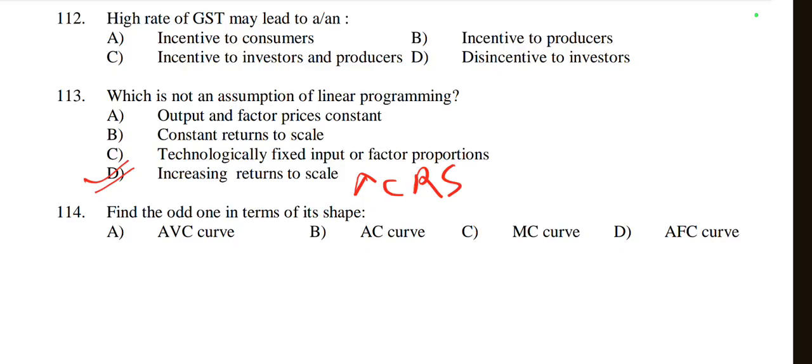Constant return to scale means that output increases in direct proportion to input. Increasing return to scale is not an assumption in linear programming, as it implies that output increases more than proportionally as input increases, which doesn't align with the linear nature of the model. So here option D is incorrect.